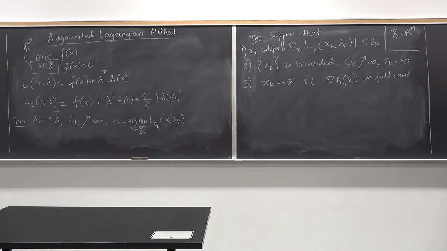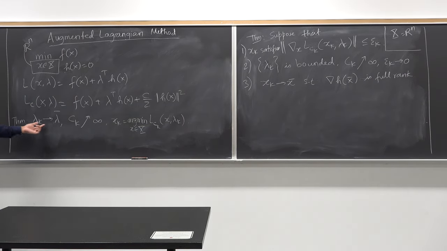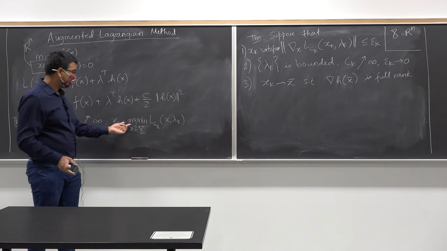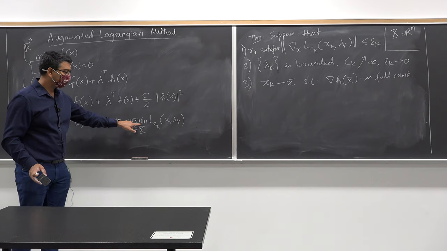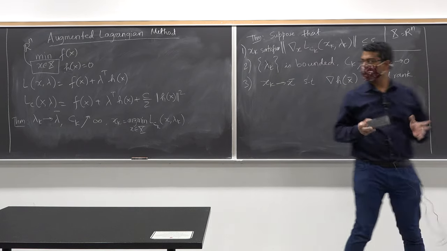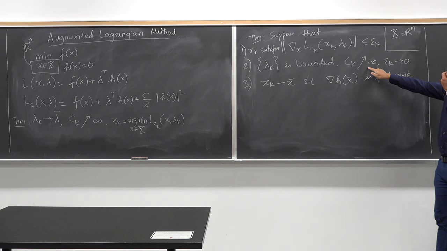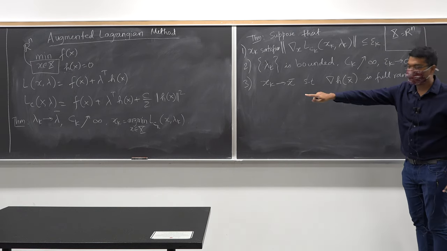Okay. So the assumptions are slightly different from before. Here I wanted lambda k to be a convergent sequence to lambda bar, I wanted ck to go to infinity, and I wanted xk to be the argmin of L_ck. So this xk is actually the argmin of the augmented Lagrangian. Now I'm relaxing a few conditions. I want my lambda k to be bounded. I still want my ck to go to infinity, but now I don't care about the minimization.